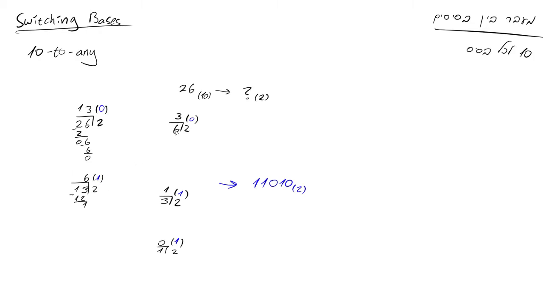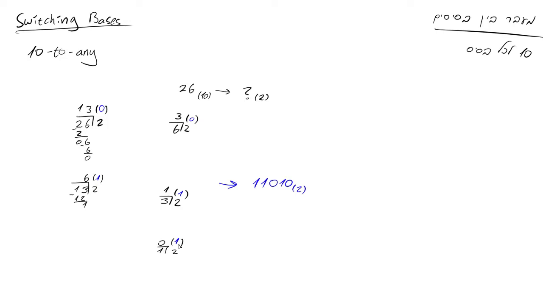Then we take the 6 and we divide it by 2, we get 3 and a remainder of 0. We take 3, we divide it by 2, we get 1 with a remainder of 1. We take 1 divided by 2, we get 0 with a remainder of 1. And we're done because we reach 0.